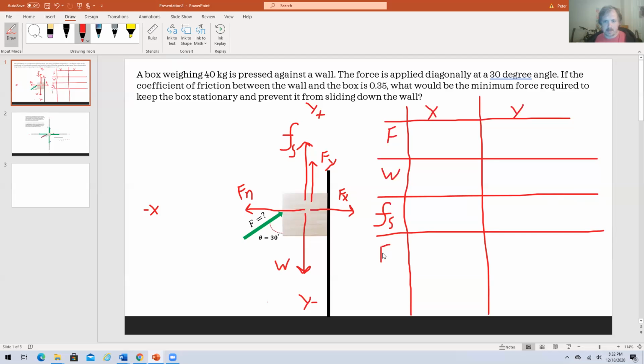Okay. Now to get F in the X and the Y directions, we need to resolve F basically, okay? So the way that we do that is we look at the right triangle that's being made between F and the surface of the box. Right? So in case you can't completely visualize that right triangle, let me help out with that here, okay? Here we go.